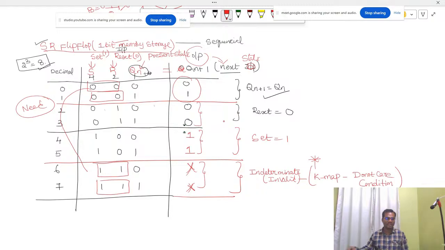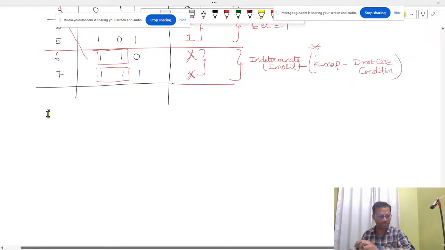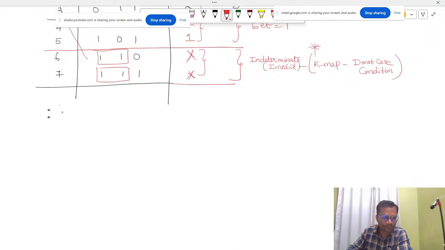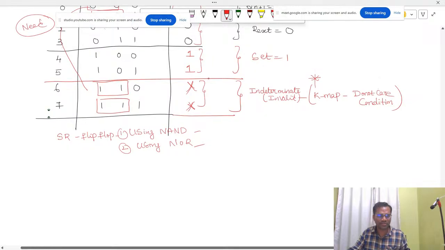Now put the main heading: SR latch using NAND gates. I mean, SR flip-flop using NAND gates. So we can design this SR flip-flop using NAND gates, which is the first one in the syllabus. We can design an SR flip-flop using NOR gates also. So these are the two in our syllabus. We'll discuss these two, and from both we have to get the same output.